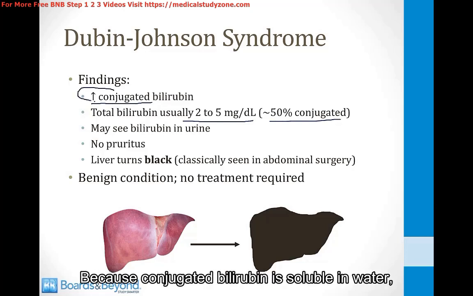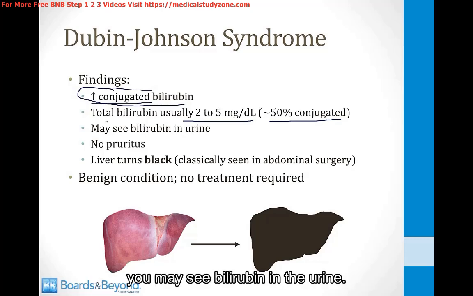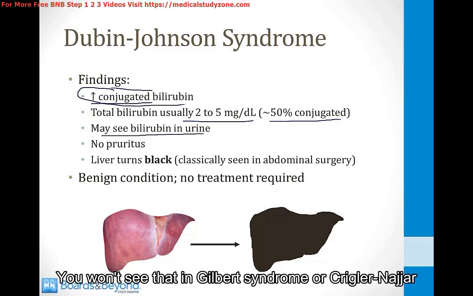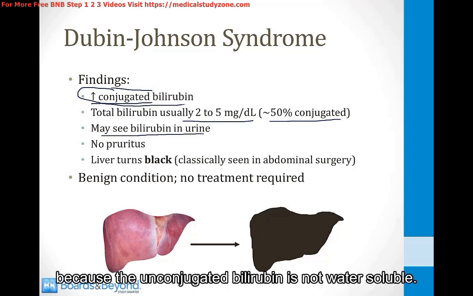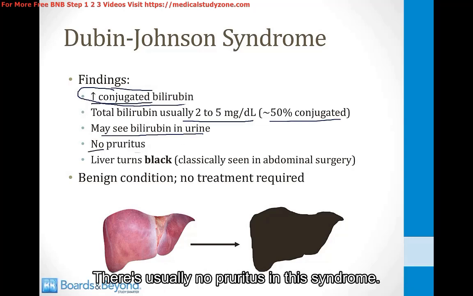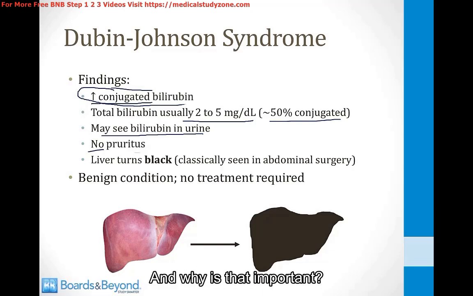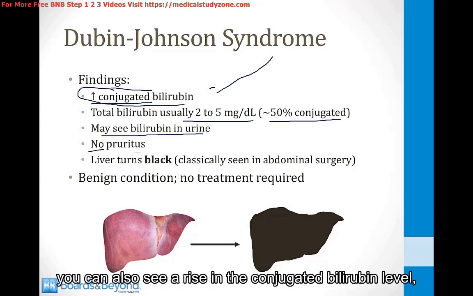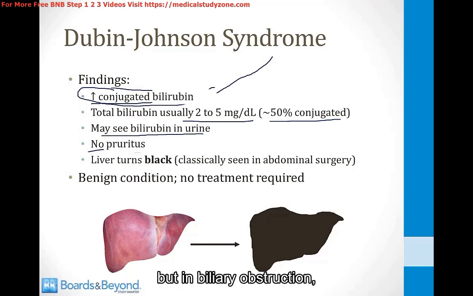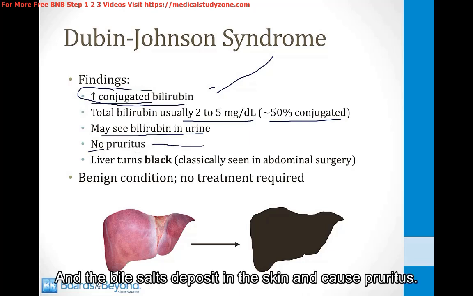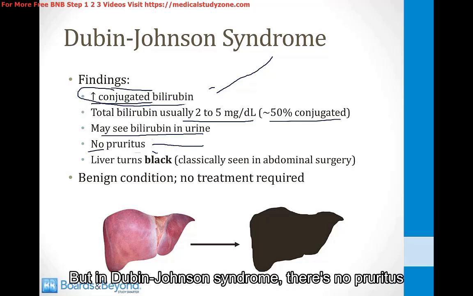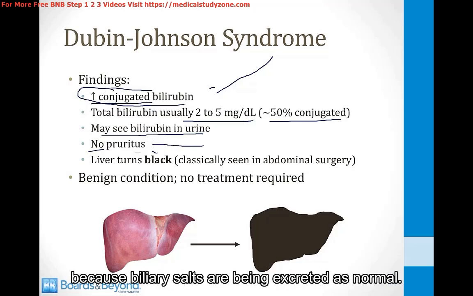Because conjugated bilirubin is soluble in water, you may see bilirubin in the urine. You won't see that in Gilbert syndrome or Crigler-Najjar because the unconjugated bilirubin is not water soluble. There's usually no pruritus in this syndrome, and why is that important? Well, if you have biliary obstruction, you can also see a rise in the conjugated bilirubin level, but in biliary obstruction, you also cannot excrete bile salts, and the bile salts deposit in the skin and cause pruritus. But in Dubin-Johnson syndrome, there's no pruritus because bile salts are being excreted as normal.